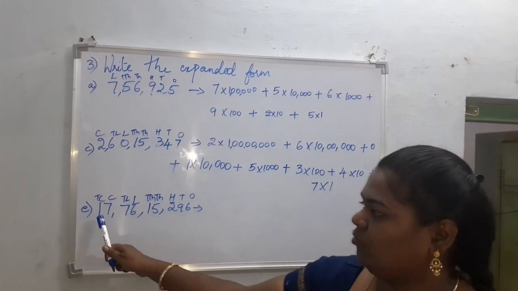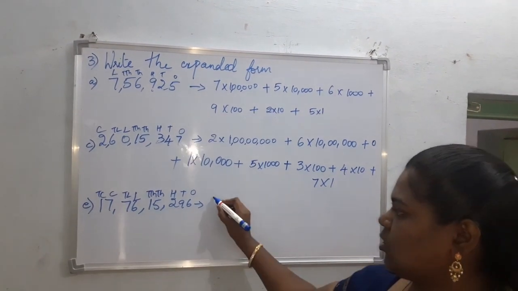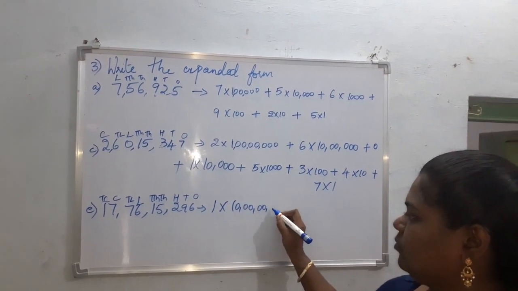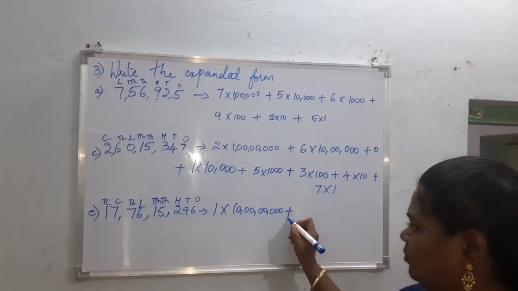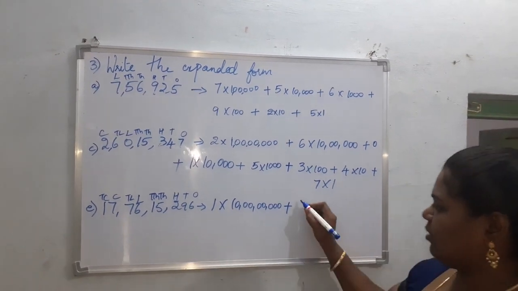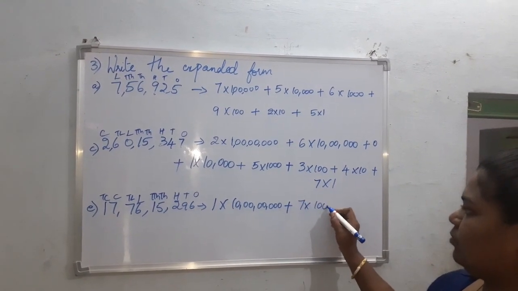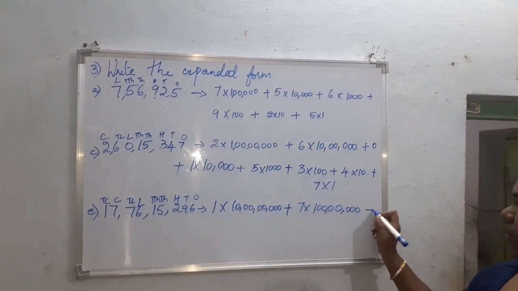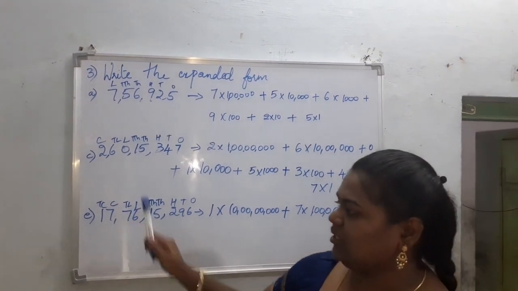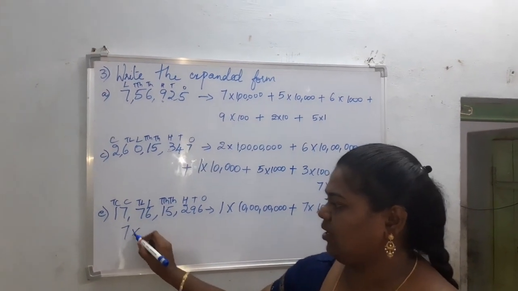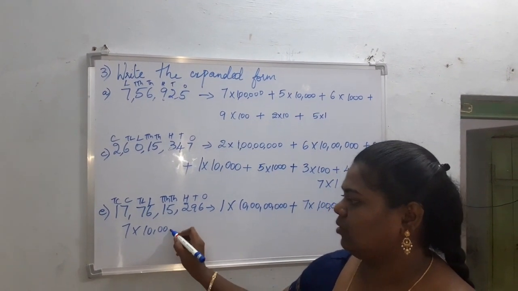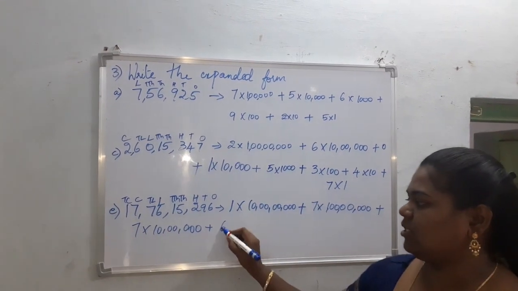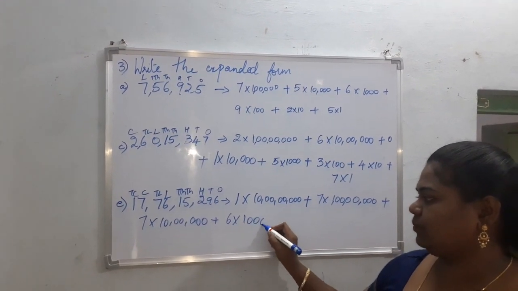So 1 is in 10 crores place. So 1 into 10 crore. Plus, the next number is 7. 7 into 1 crore. Plus, 7 is in 10 lakhs place. 7 into 10 lakhs. 6 is in lakhs place. 6 into 1 lakh.